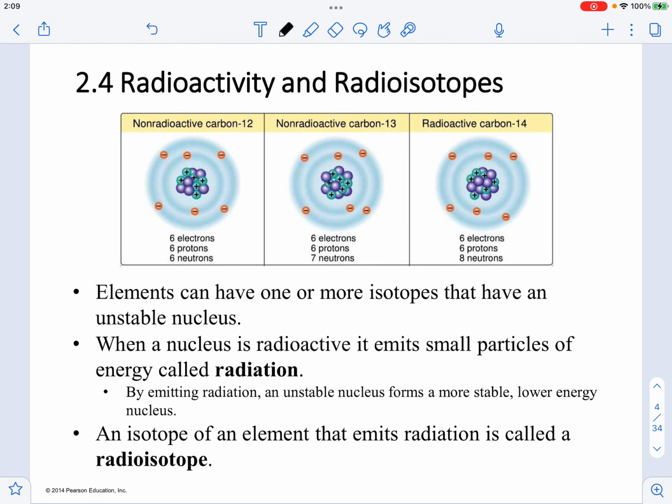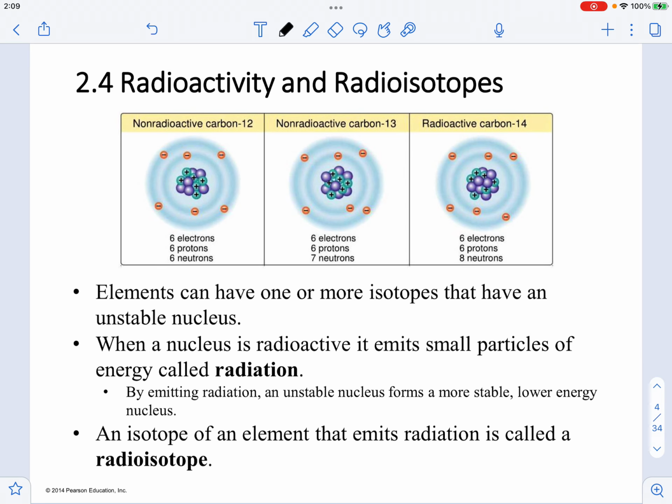So isotopes are actually very interesting atomic species. And elements can have one or more isotopes. Now, when it comes to these isotopes, there's going to be some of them that have an unstable nucleus. And when an atom has an unstable nucleus, one of the things that can happen is that it can emit small particles of energy, and we call that radiation.